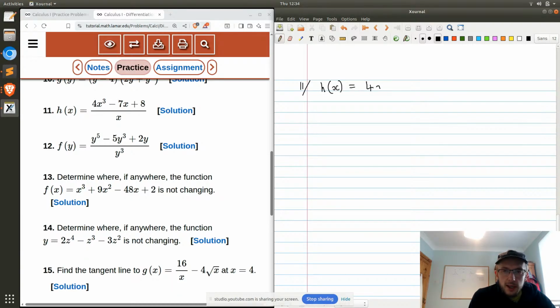First, we declare that h of x is 4x squared minus 7 plus 8x to the minus 1, dividing each by x. And then h prime of x is 8x. That negative 7 shall disappear as a constant. Then we have negative 8x to the negative 2.